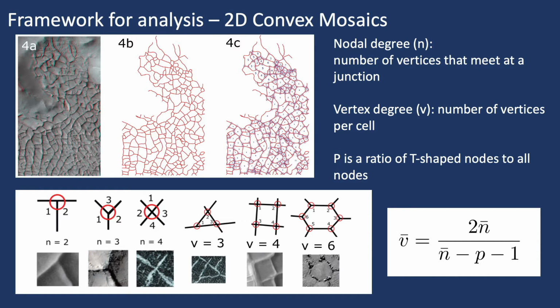So P here is a ratio of the number of T-shaped junctions, or n equals 2, to the total number of junctions, and this gives us a feel for how regular the network is. We can apply this framework to these fracture network patterns we see on other planets to better understand how these patterns were formed, as well as potentially how many times they've been broken without ever setting foot on these distant surfaces.